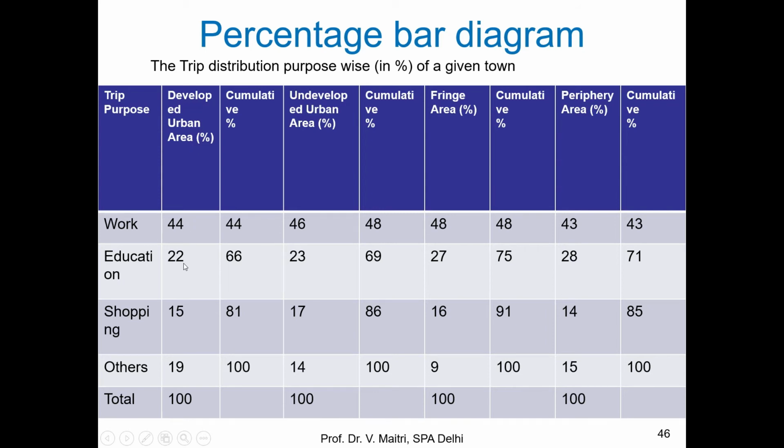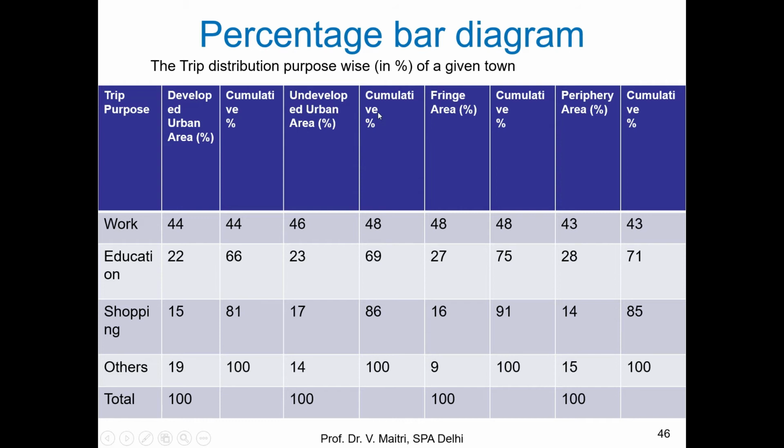44%, education 22%, shopping 15%, other 19%, total is 100 of a particular town. We are doing the particular town, so its cumulative value we have taken. So cumulative percentage 44, 66, 81 and then 100. Similarly, undeveloped urban area, then fringe area, then periphery area. For all of this we have taken it and then taking the cumulative.